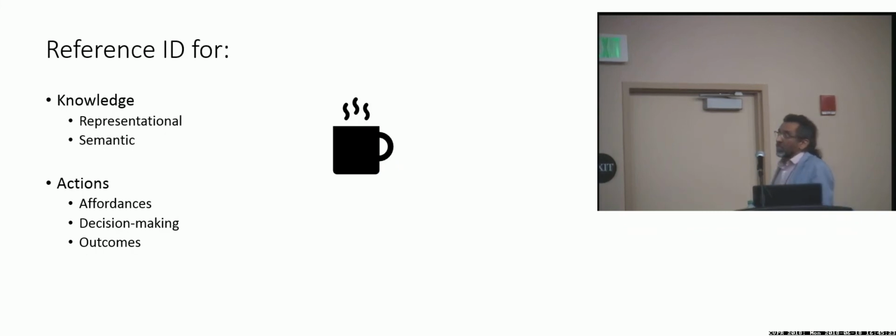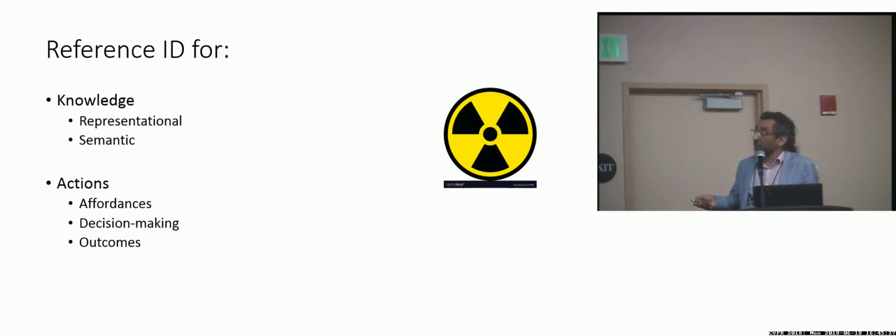So in this sense, object recognition at the end of the day is to provide you with a reference ID. And it's a reference ID for knowledge, so the knowledge could be representational. This looks like there is a hot liquid in a glass. It's probably a cup of coffee. Semantic information.